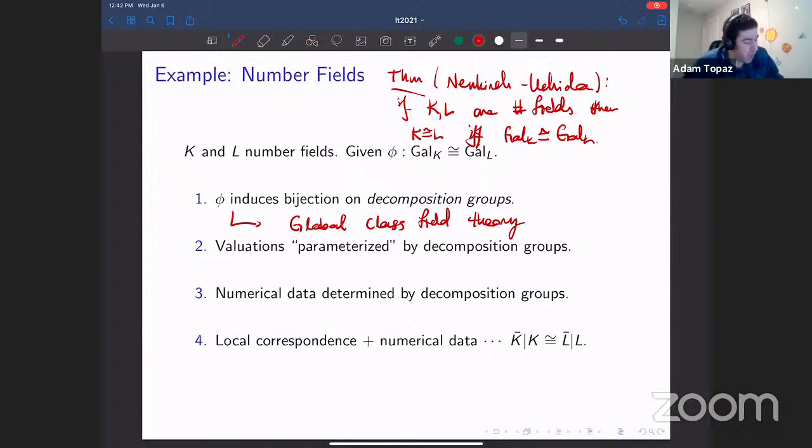But okay, I did want to mention that this uses global class field theory, which, as certainly the number theorists know, is a very, very high level result. Now, by some very general valuation theoretic nonsense, valuations are parameterized by their decomposition groups. So this is just some valuation theory. Particularly approximation theorems, let's say, for independent valuations.